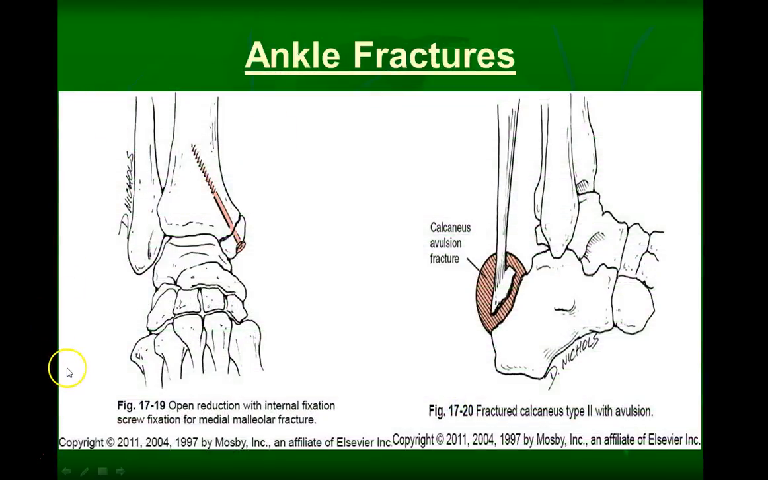There's some examples: open reduction, internal fixation. That would obviously be a medial malleolus fracture. Here would be more of your avulsion fracture, where the Achilles tendon actually pulls away a piece of the calcaneus.